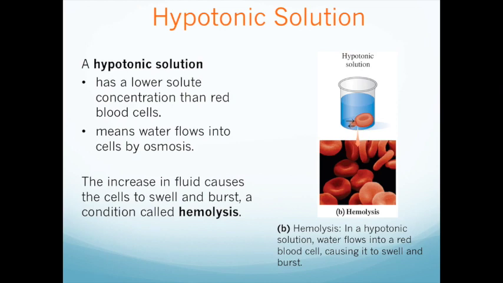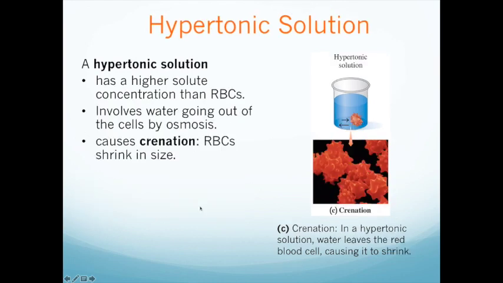So, hypotonic solutions have lower solute concentrations than red blood cells. This means that water will flow from the region of low solute concentration to the region of high solute concentration inside the red blood cell by osmosis, and this will cause the cell to swell and burst. And if the solute concentration is higher than red blood cells, then water will come out of them by osmosis, and that is called crenation.